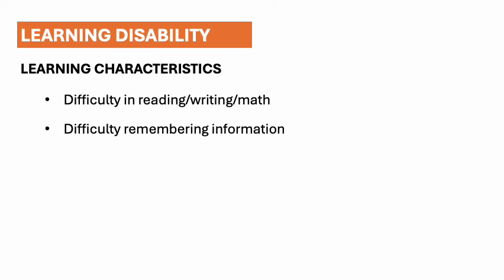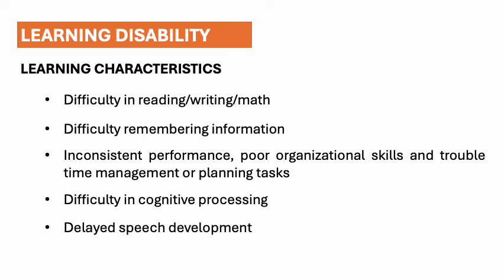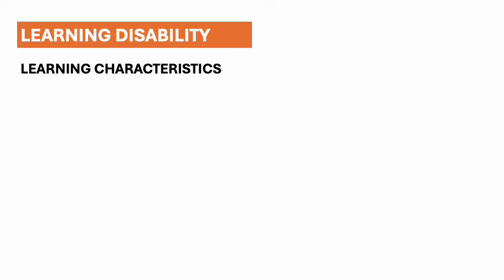So what does an SLD look like in everyday learning? Students with SLD often struggle with reading, writing, or math, even if they understand the lesson. They may have trouble remembering information, and their performance can be inconsistent. One day they do well, and the next day they might struggle. Organizational skills, time management, and planning tasks can also be challenging. Some learners face difficulties with cognitive processing, and you might notice delayed speech development in certain cases.